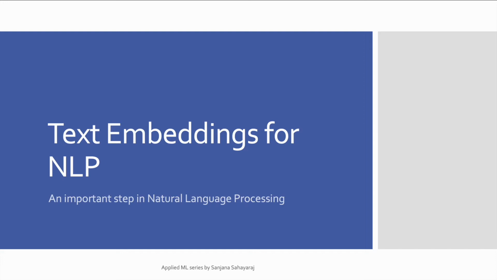Text embeddings are an important step in the field of natural language processing. Natural language processing is a subset of artificial intelligence and machine learning, where we deal with unstructured human language data in the form of text.